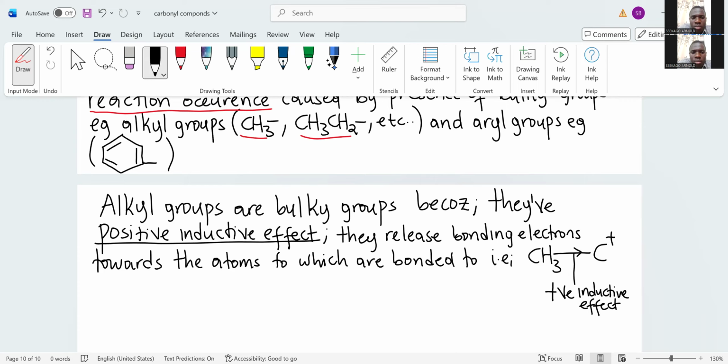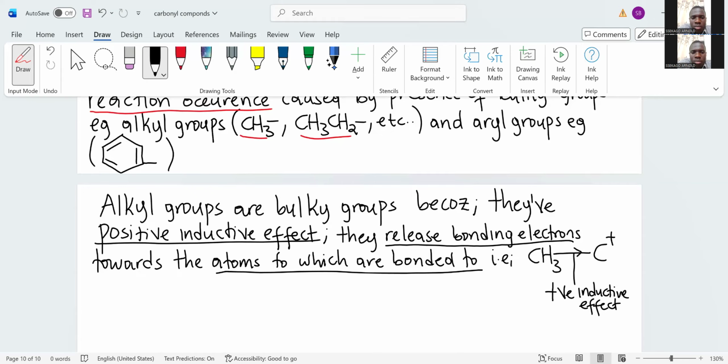Alkyl groups are heavy. Why am I calling them heavy? They are heavy because they have positive inductive effect. In simple terms, I am saying that they are electron rich. They impose too much electron density towards other things. So they release bonding electrons towards atoms to which they are bonded. Like here, I have a methyl group releasing electrons towards the carbon atom. So that's what we mean by positive inductive effect.